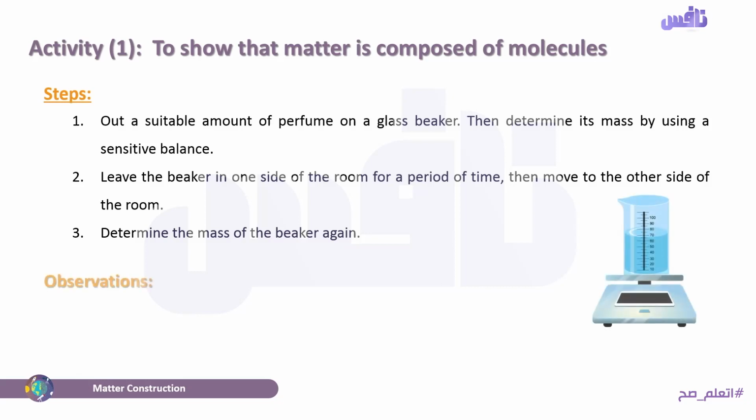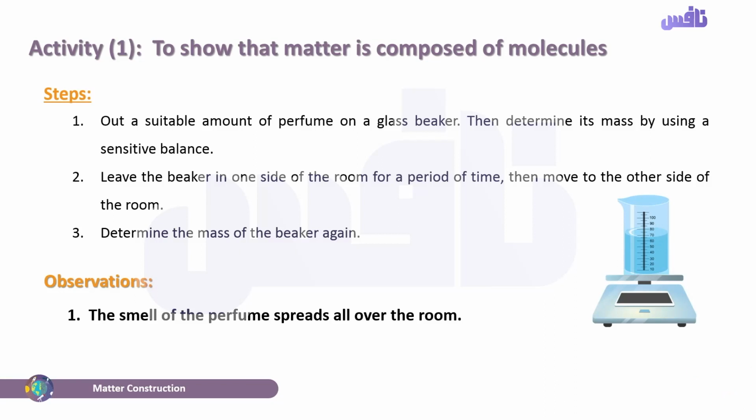طيب, what about observation? Number 1, the smell of the perfume spreads all over the room. هشم ريحة البرفيوم عندي في كل الأوضة. طيب, number 2, the mass of the beaker decreases. Okay, the mass of the beaker decreases. هلاحظ إن الماس عندي ابتدت تقل.